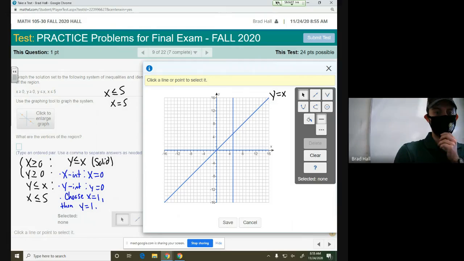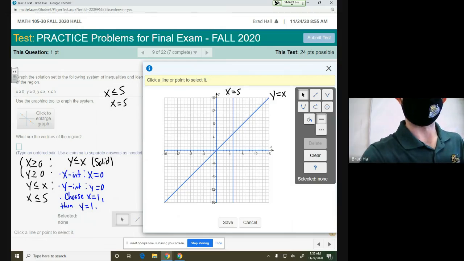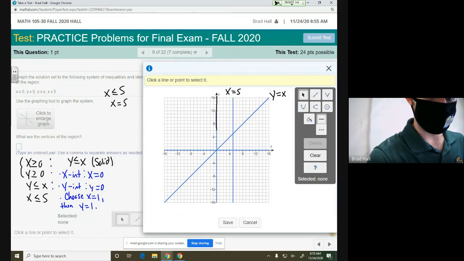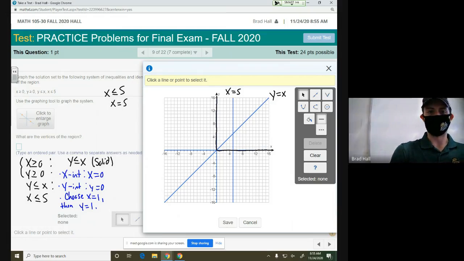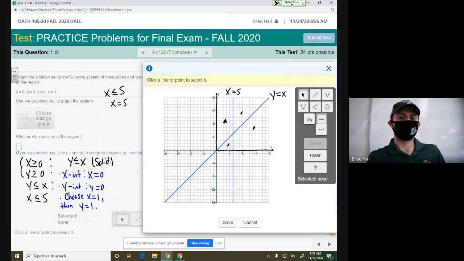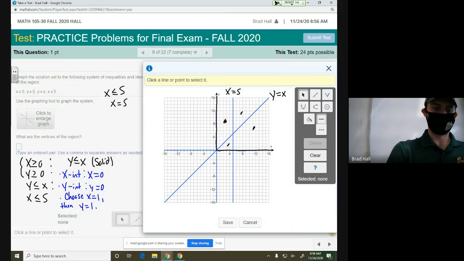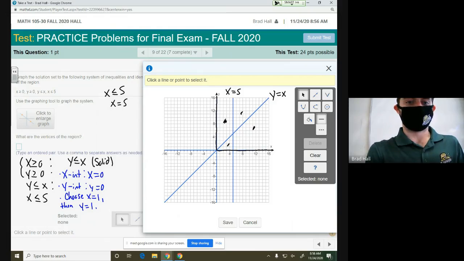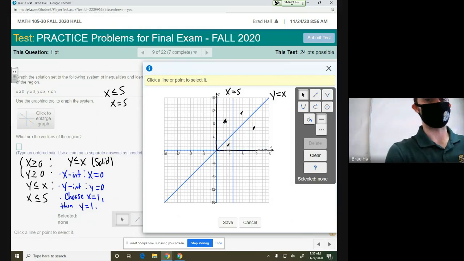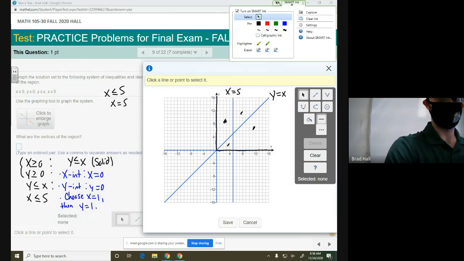And so now we need to figure out which region to shade. Because of the non-negative restrictions, we know, if anything, we're going to be staying in the first quadrant. So we're going to be shading one of those four regions, either this one, this one, this one, or this one. Which one we shade is based off of the shading criteria. Now, there is an issue with one of these: the Y is less than or equal to X problem.